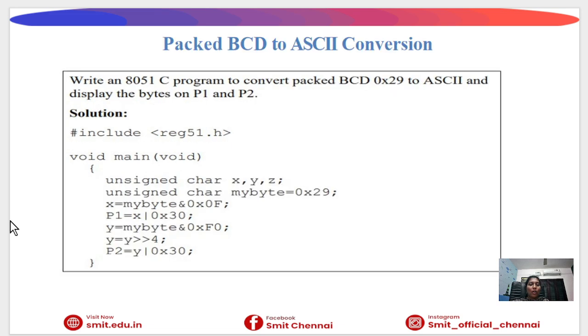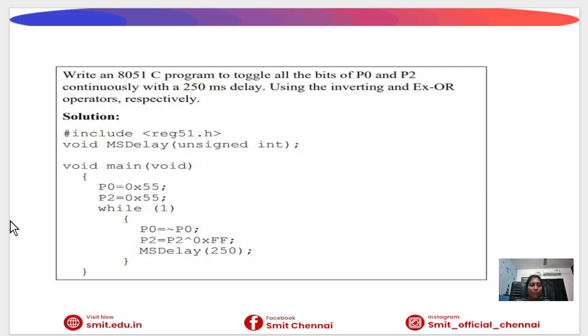Also, as a logical operation example, we toggle P0 and P2 continuously with a 250 millisecond delay using the inverting and XOR operators. So we are using the millisecond delay with logic operators. This program will delay 250 ms, and we are using the XOR operator.